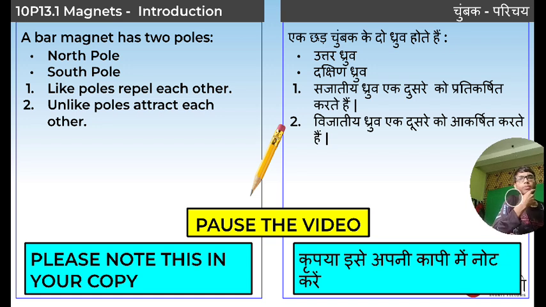Now next, a bar magnet has two poles. Yes, every magnet has two poles, north pole and south pole. We have seen that like poles repel each other, and unlike poles will not repel each other. Rather, they will attract each other. Okay, this is done.